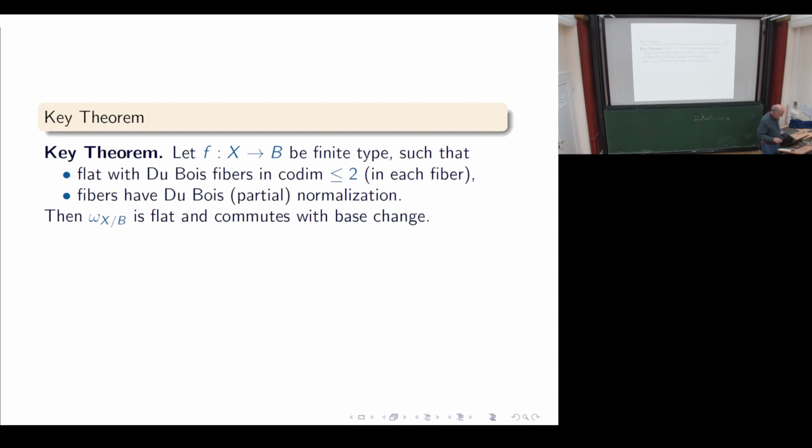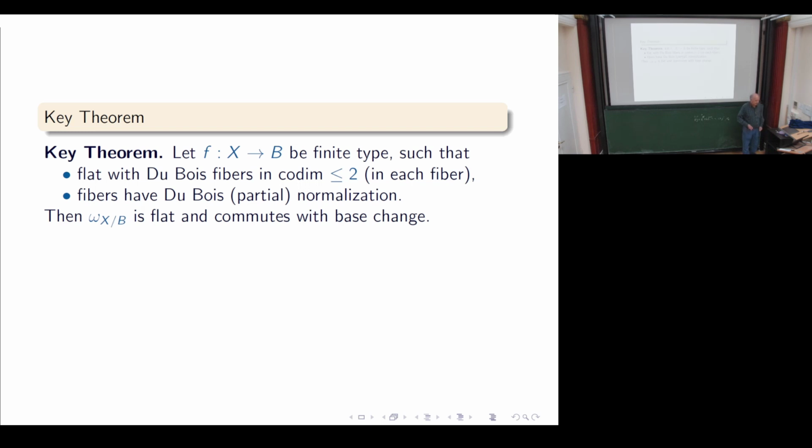Okay. And so here is the key theorem. Well, I still need to get back to the dualizing sheaf. I would like it to be flat and commute with base change. And so before that, I proved that if all the fibers have Dubois singularities, then omega X over B is flat and commutes with base change.